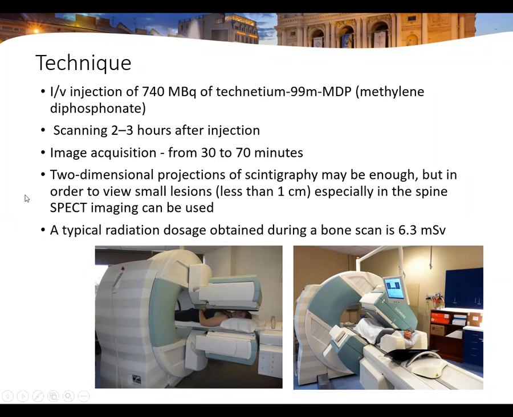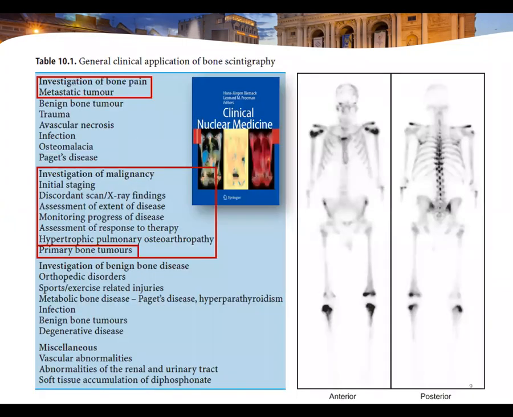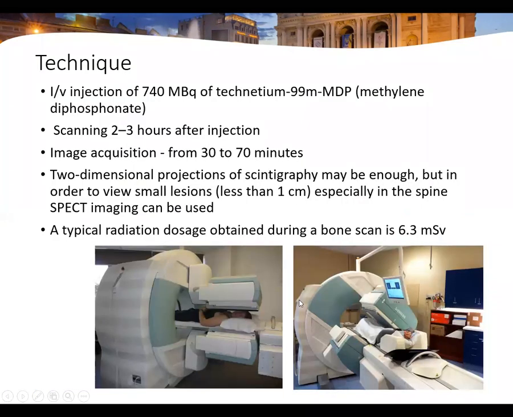We usually perform two-dimensional projections of scintigraphy, which is usually enough. You saw the result of this imaging on this slide. This is the anterior, this is the posterior scan. And sometimes if the lesion is small, we may perform an additional scan, which is called SPECT, single photon emission computed tomography. If the lesion is less than 1 centimeter, in small bones like ribs, like vertebrae, we may perform additional scanning during the same period of examination.